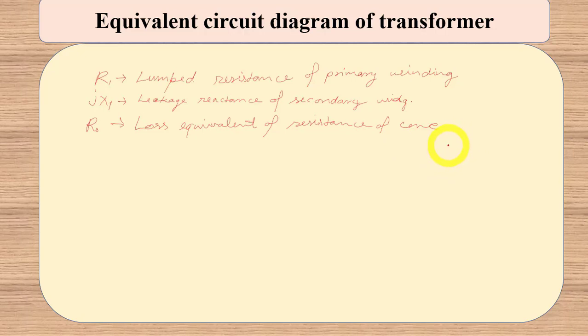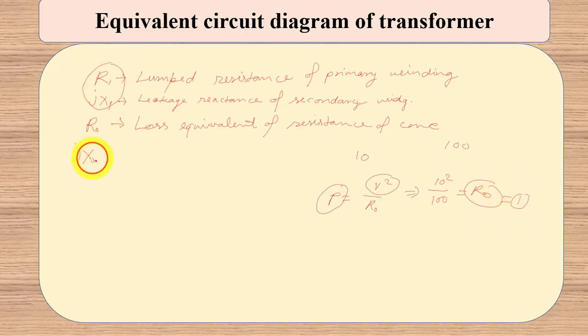Suppose we have applied 10 volts at the primary terminal and the energy passes through a wattmeter. The wattmeter reads 100 watts by keeping the secondary winding open circuited. Then P is equal to V square upon R0. This is the reading of the wattmeter, and this is the applied voltage at the primary side. Now put in the values: 10 upon 100 is equal to R0. So the R0 value is 1. This is the equivalent resistance of the core loss component.